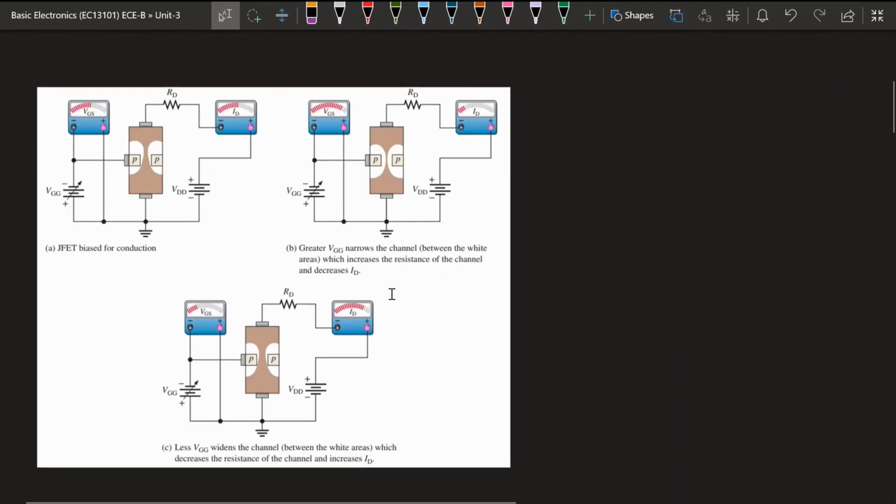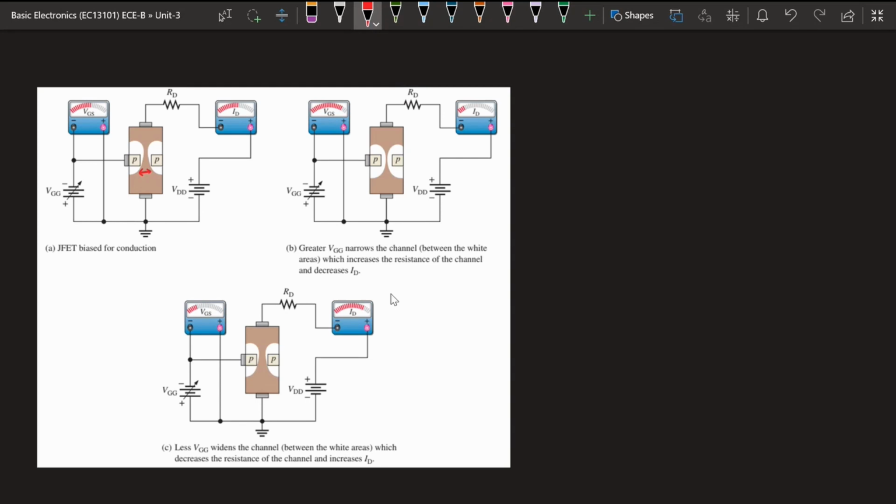We will start with how the gate voltage affects the channel width. Here we can see the JFET biased for conduction, so the gate to source voltage is a reverse bias, and the drain to source voltage is biased at a constant VDS. This VDS and the gate to source voltage VGS define the channel width. Initially, for whatever gate to source voltage we have applied, the channel width is this.